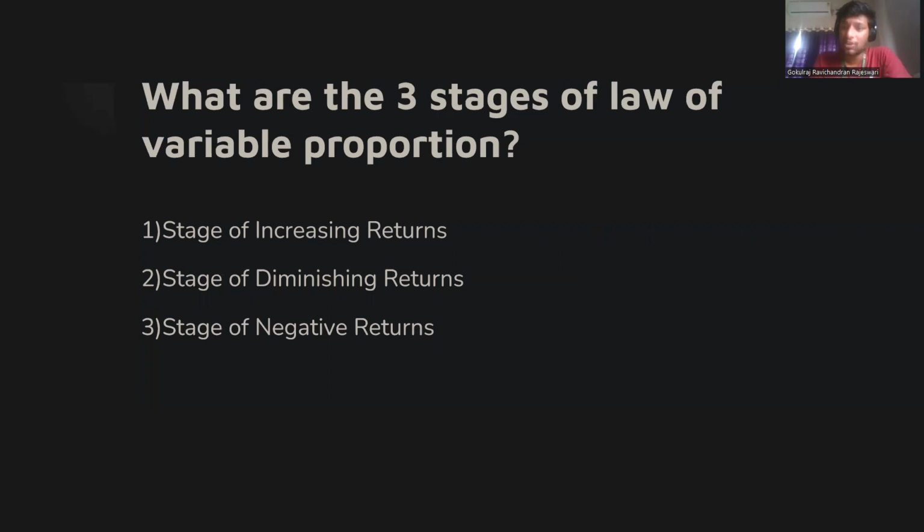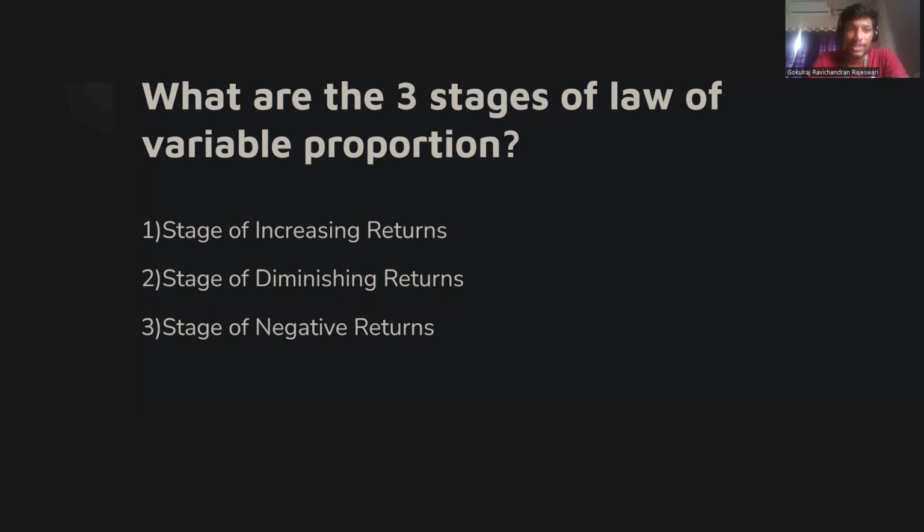The first stage is the stage of increasing returns. This stage is also known as the stage of diminishing marginal productivity. The addition of variable input leads to an increase in output at an increasing rate. That is the first stage, that is stage of increasing returns. This occurs because the fixed inputs such as land or capital are not fully utilized to their potential. As a result, the marginal product of the variable input increases. This stage is characterized by improving productivity, economies of scale, and efficient utilization of the resources that is present with us.